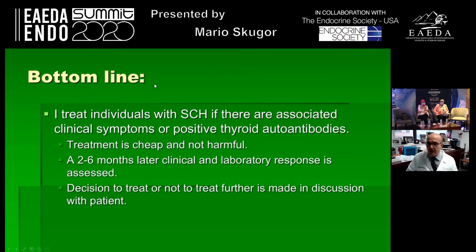So what is the bottom line? Should we treat these people or not? Well, I do treat individuals with subclinical hypothyroidism if they have associated clinical symptoms that could be explained by hypothyroidism, or if they have positive thyroid autoantibodies. The reason, as I said, is that treatment is cheap and not harmful. You assess the clinical and laboratory response in 2 to 6 months.